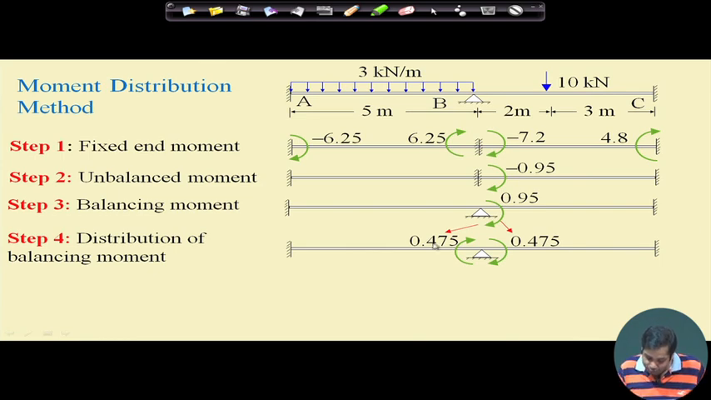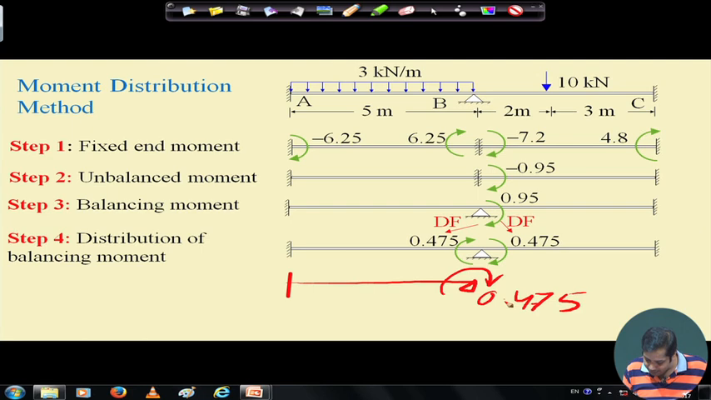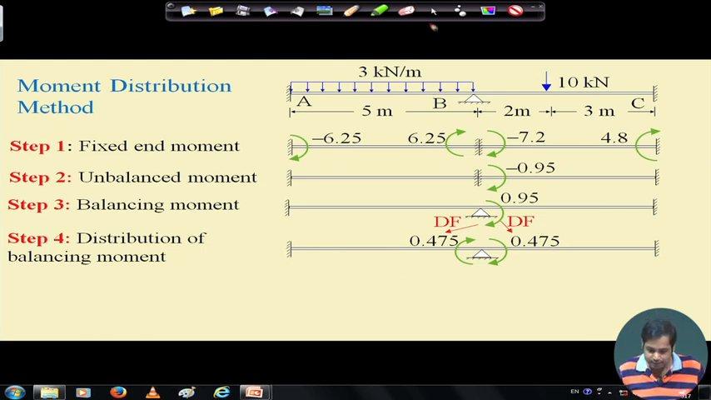Now, 0.475 you are applying on this. Essentially, this is a beam, this is a beam, this is a beam, and we are applying 0.475 here and 0.475 here. This is a balancing moment. That moment will generate some carried over moment at the far end. And what is the carryover factor? Just now we have seen that the carryover factor is half. Similarly for this member. So let us do that.